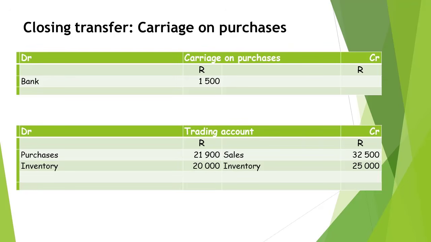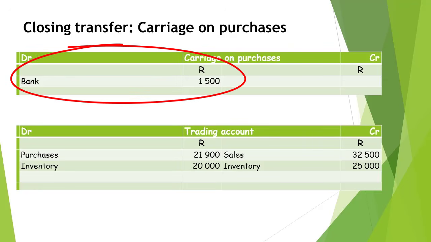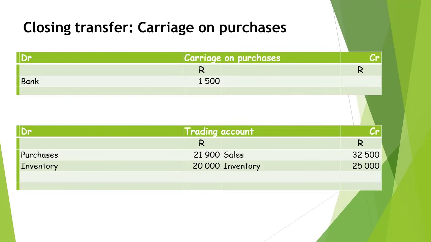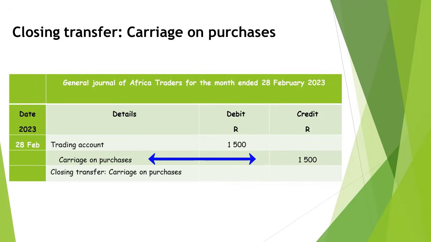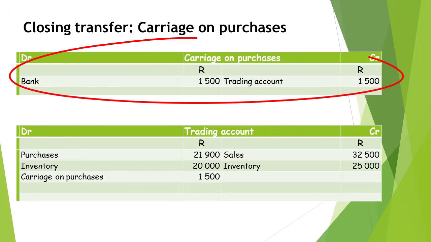Next, the carriage of purchases account must be closed. The carriage of purchases account has an entry on the debit side to the amount of 1,500 Rand. Carriage on purchases is the transport cost paid to transport inventory purchased. In order to close this account, an entry of 1,500 Rand is needed on the credit side. The carriage on purchases account will be credited with 1,500 Rand and the balance will be transferred to the trading account, which means the trading account will be debited with 1,500 Rand. The carriage on purchases account now has a zero balance.